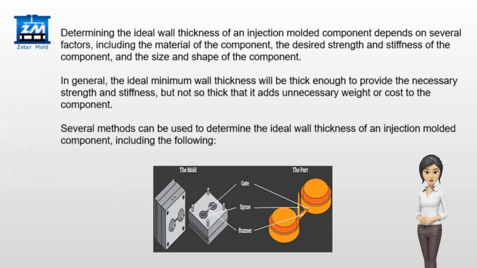In general, the ideal minimum wall thickness will be thick enough to provide the necessary strength and stiffness, but not so thick that it adds unnecessary weight or cost to the component. Several methods can be used to determine the ideal wall thickness of an injection molded component, including the following.